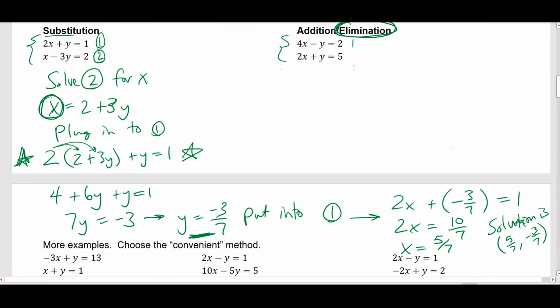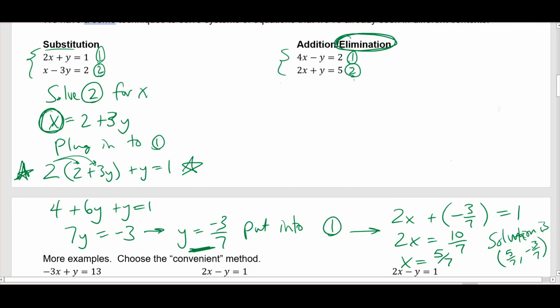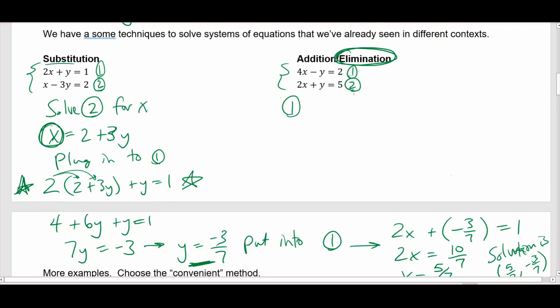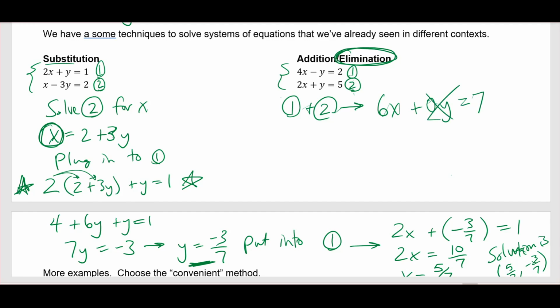If I call this 1 and I call that 2, we can add 1 plus 2. And what do we get? Well, 4x plus 2x is going to be 6x. Negative y plus y is going to be 0y. And then we're going to have 2 plus 5 is 7, right? So we just added those together, and now the y canceled out, right? There's no more y. It's 0 y's. So we've got 6x equals 7, and x is equal to 7 over 6.